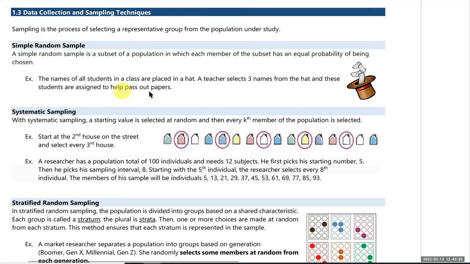That would be lovely if you could do it, but I couldn't do that with all dog owners in the United States because I don't know all of their names to put in a hat. So you can't always take a random sample.